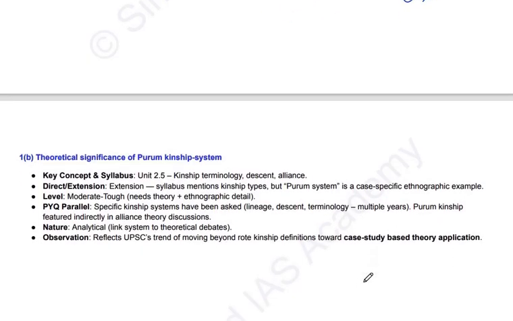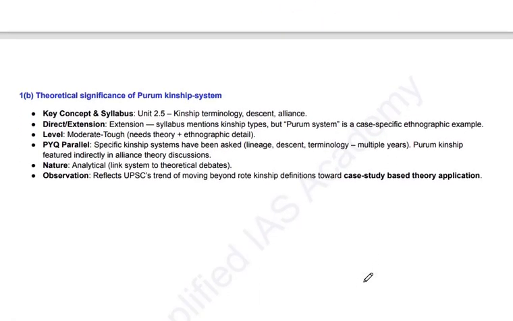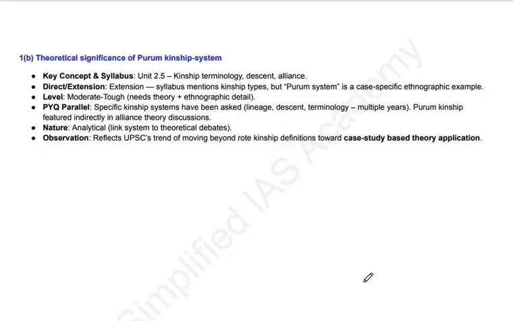The next question is the theoretical significance of the Purum kinship system. Now, this is a catch, because here UPSC is asking you about a very specific group, which is the Purum, and their kinship system. So there are chances that not many of you might know who these Purum people are. For those of you who know who they are, let's tackle how they should answer this.